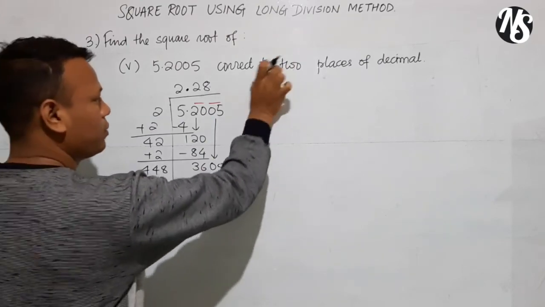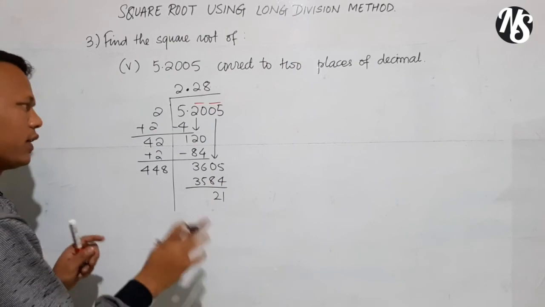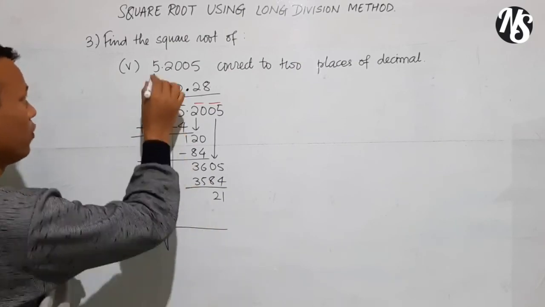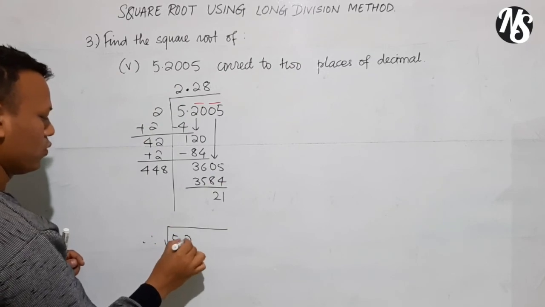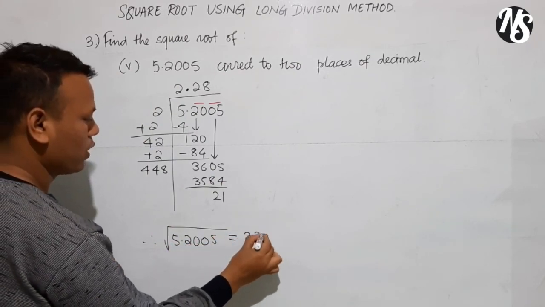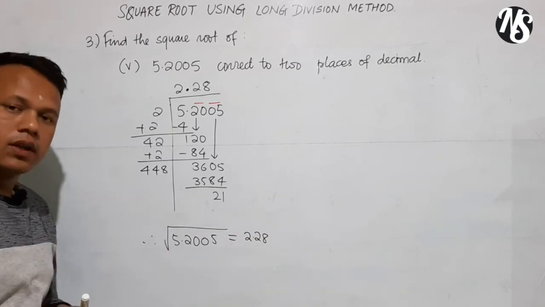Yes, so that means we need not bring anything down now. So we are done. So therefore your square root of 5.2005 turns out to be 2.28. Okay, so with this we close. Thank you very much.